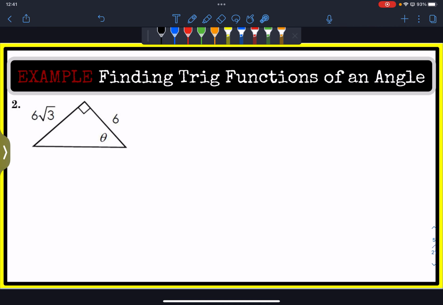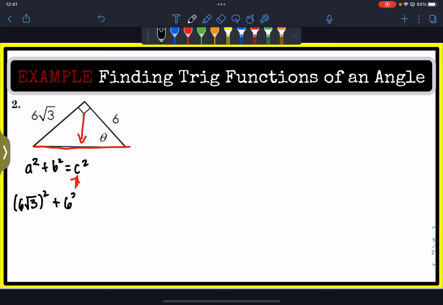Now, to do this example right here, we need the 3 sides. So here we're going to use Pythagoras' theorem, a squared plus b squared equals c squared, to figure out the side opposite of the hypotenuse, which in Pythagoras' theorem is c. So here we're going to start by getting 6 radical 3 squared plus 6 squared equals c squared.